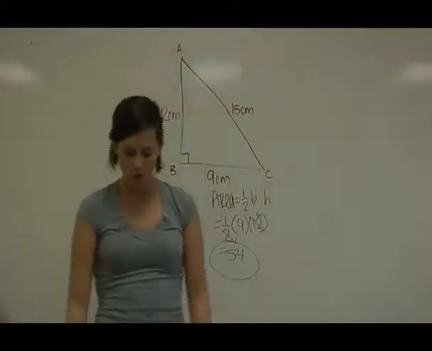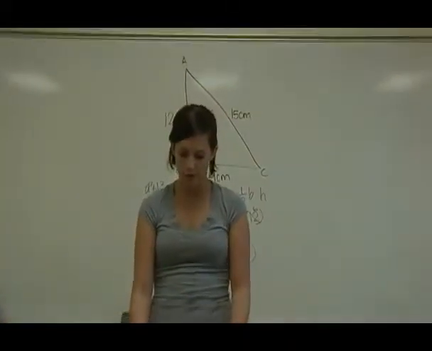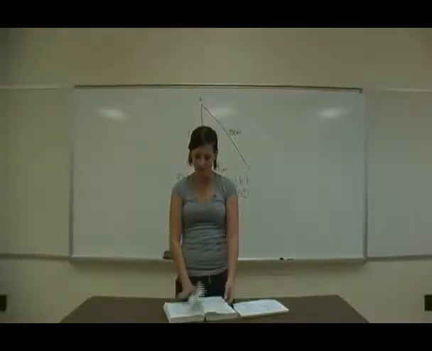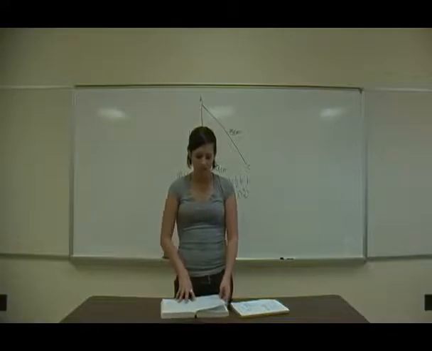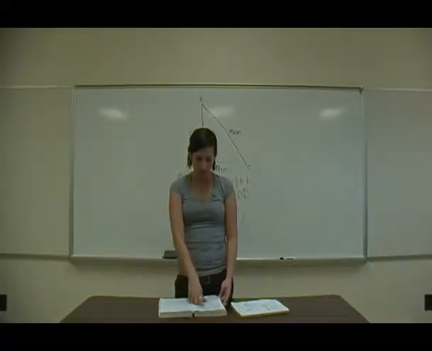So now that we went over triangles, let's go over quadrilaterals, which is on page 469. Read all the way to 474, and let's do problems 1, 8, 14, and 18.